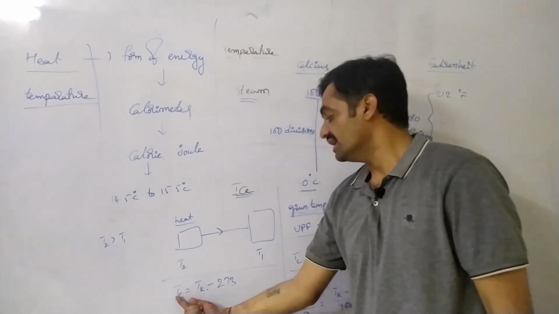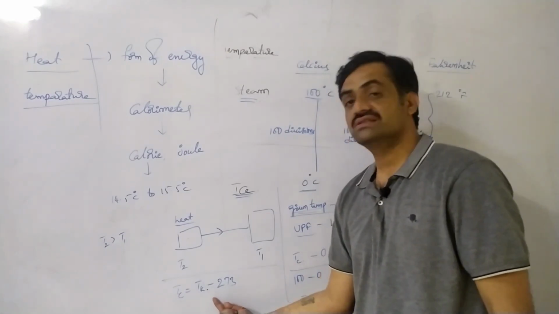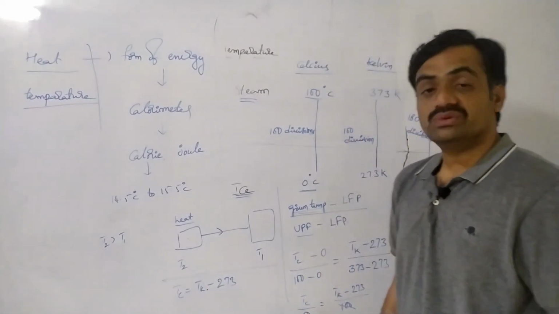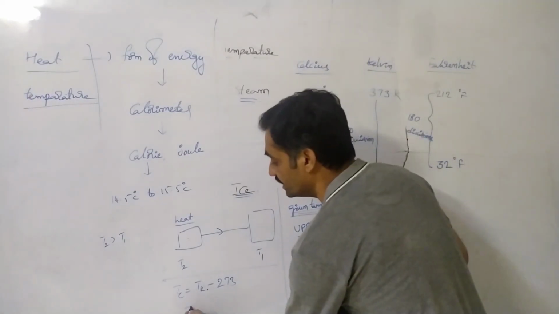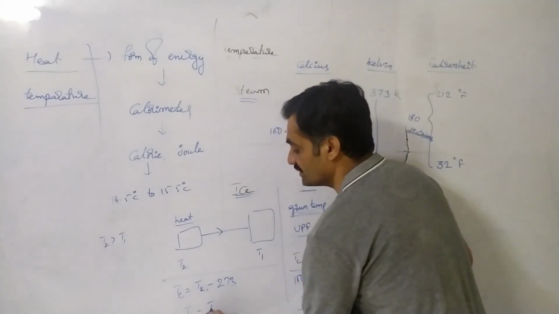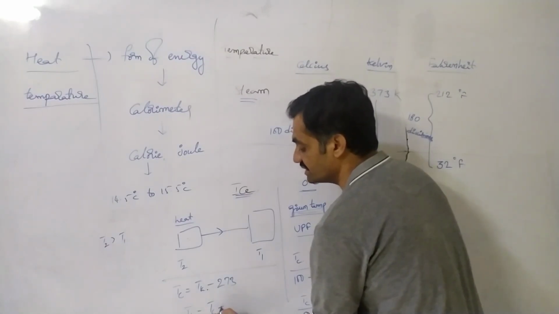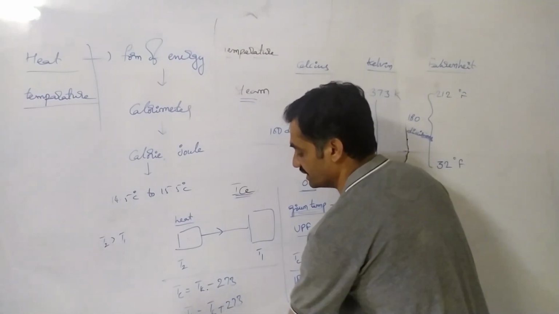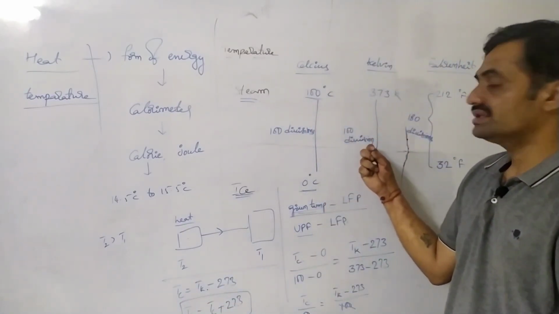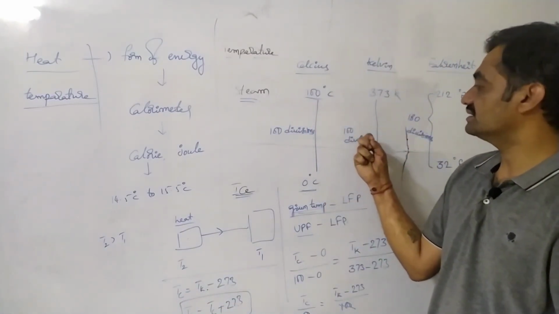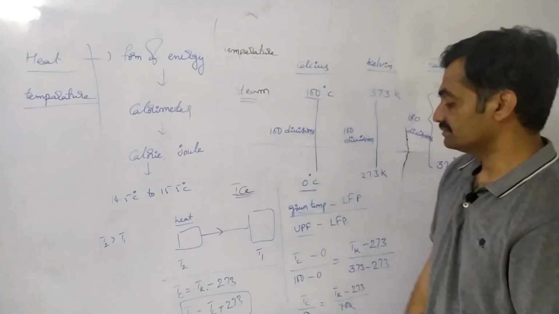Then the expression is T_C = T_K - 273. Suppose if the temperature is represented in terms of degree Celsius, then we have to convert it into Kelvin. Then the expression is T_K = T_C + 273. So by using this expression, we can convert the given temperature in Kelvin into degree Celsius.